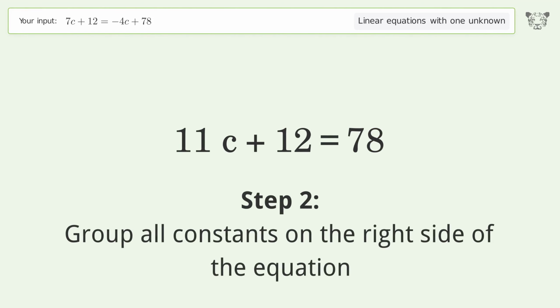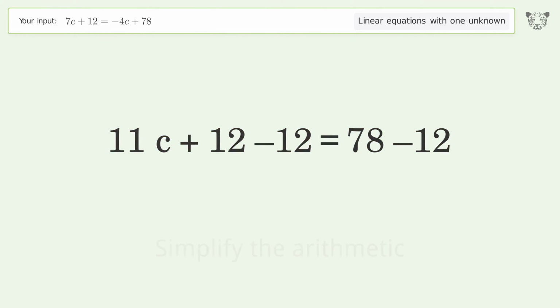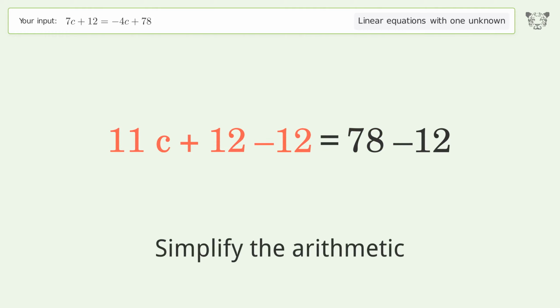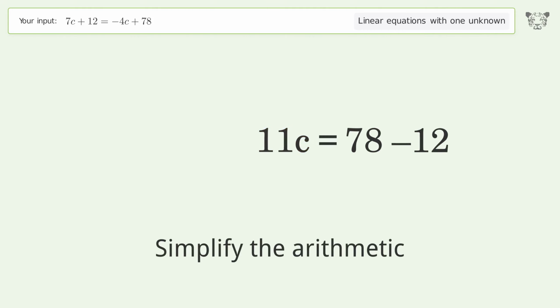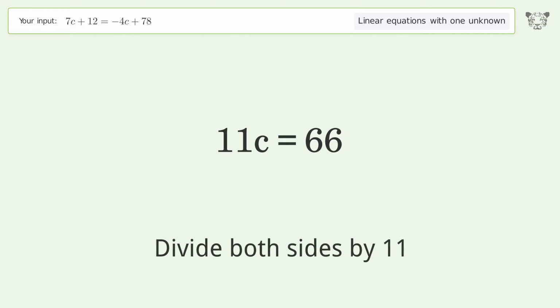Group all constants on the right side of the equation. Subtract 12 from both sides. Simplify the arithmetic. Isolate the c. Divide both sides by 11.